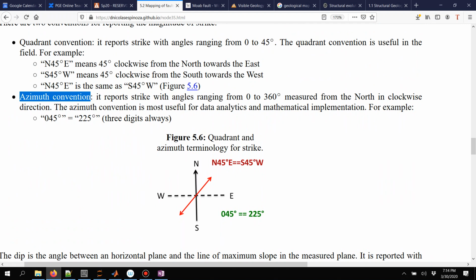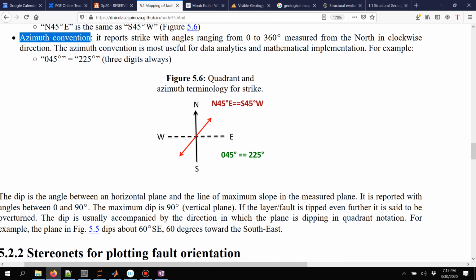And this is going to be later on very useful when we have to use the orientation of these faults to do some mathematical operations. We cannot do mathematical operations with this type of convention, but we can do it with just the angles as given by the azimuth convention.